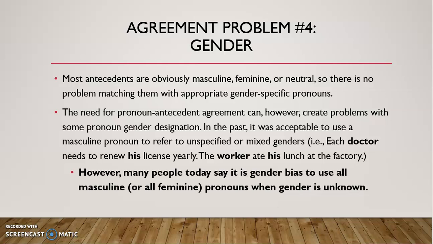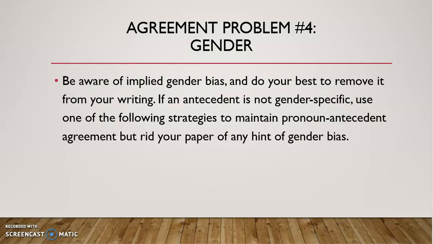However, many people today say it is gender biased to use all masculine or all feminine pronouns when the gender is unknown. So beware of implied gender bias and do your best to remove it from your writing. If an antecedent is not gender specific, use one of the following strategies to maintain pronoun antecedent agreement, but rid your paper of any hint of gender bias.